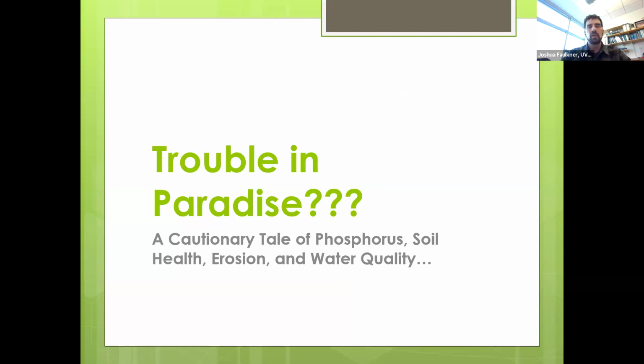Okay, so that's runoff and erosion. Now I want to present this, like I said, as a cautionary tale of phosphorus, soil health, erosion, and water quality. I didn't go into depth about it, but we have all these management practices that we can use. I think you've already talked about reduced tillage in agriculture, so I didn't spend a lot of time on that: how we can use those practices to reduce erosion.